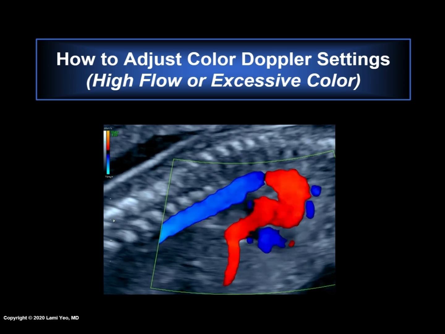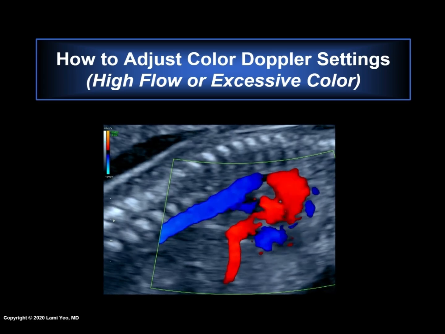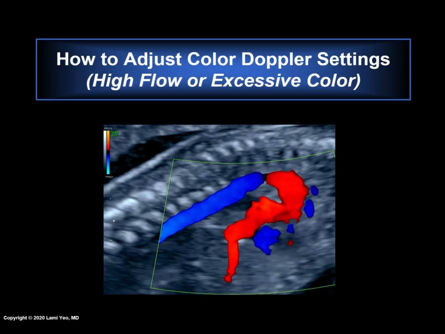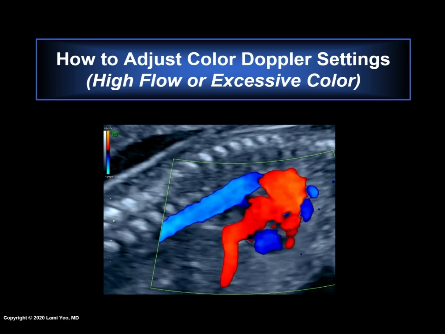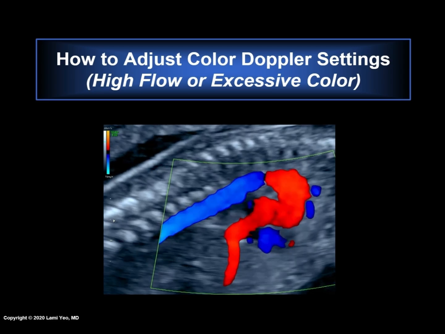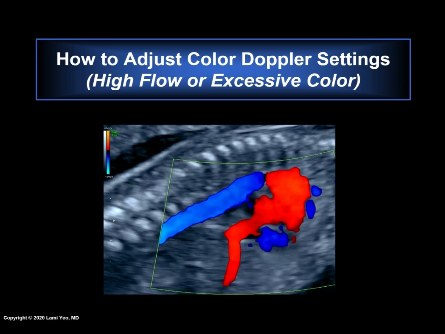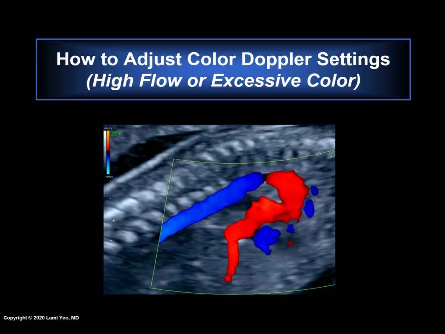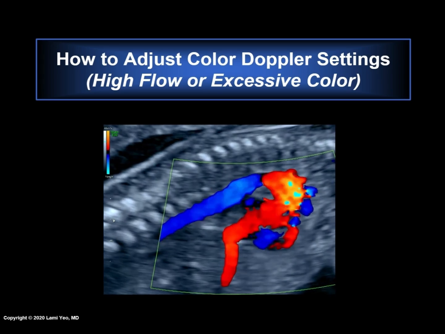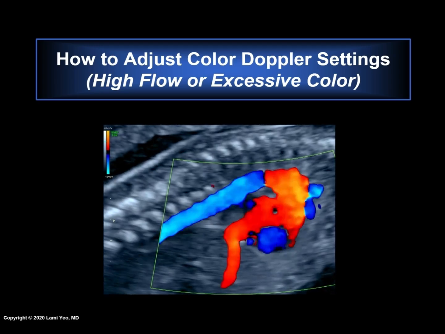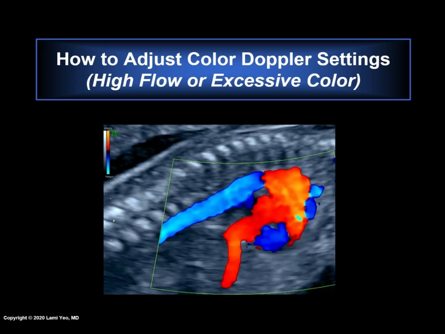Here is another aortic arch with excessive color Doppler flow and a blooming artifact. Notice that the color bleeds beyond the vessel wall into adjacent areas. The velocity scale is also too low at 33 centimeters per second. Since blooming is gain dependent, to eliminate this artifact, lower the color Doppler gain. The PRF should also be increased.